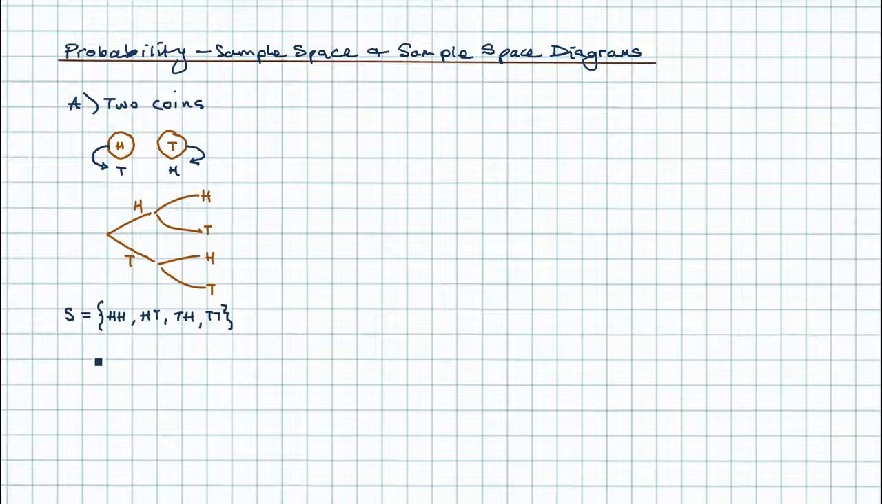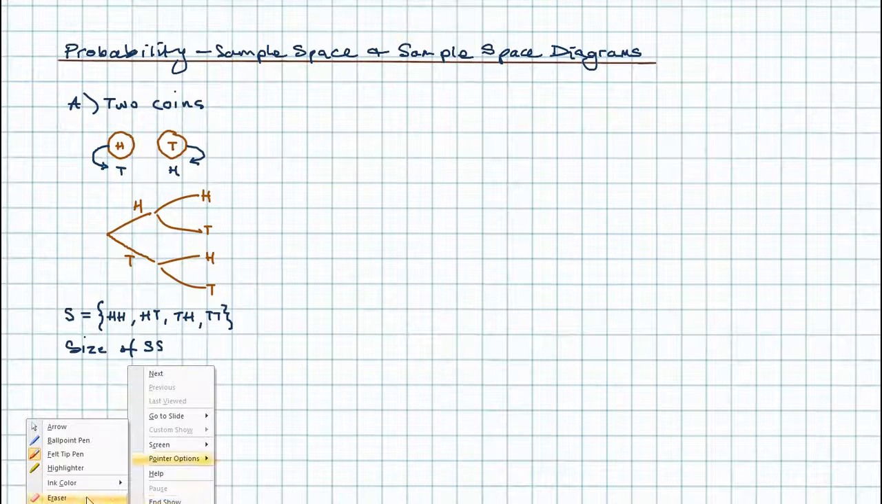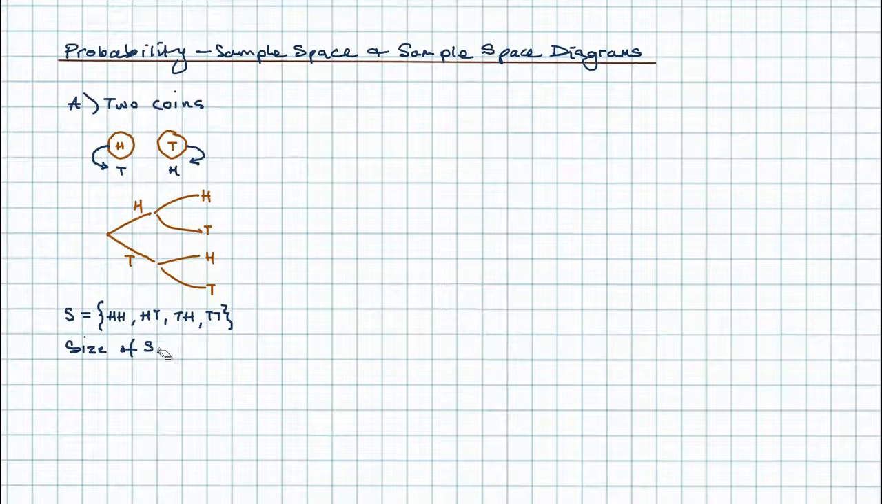And we can say the size of the sample space, let's just say S. Size of the sample space is obviously the number of elements, if you like, that we've got in this set, or the number of possible outcomes. So 1, 2, 3, 4. So the size of the sample space is 4 because the number of possible outcomes is 4. So that's the concept of the sample space.